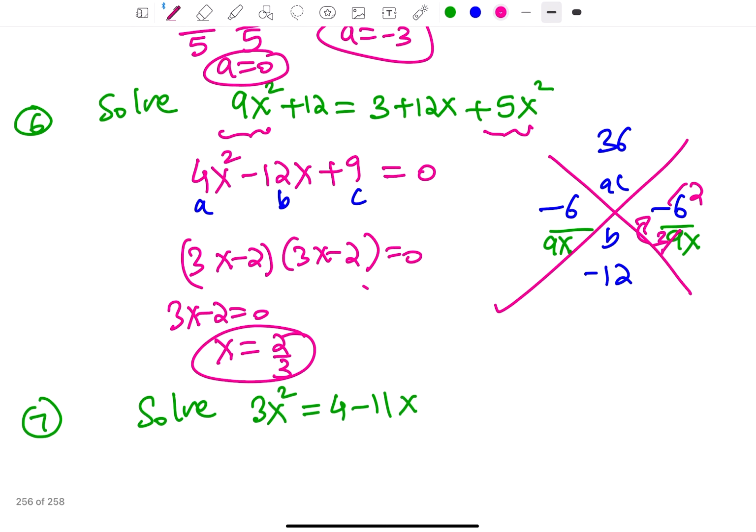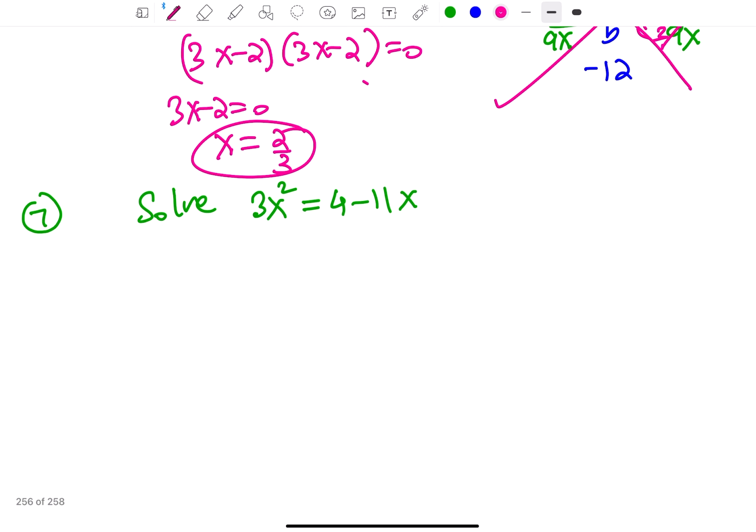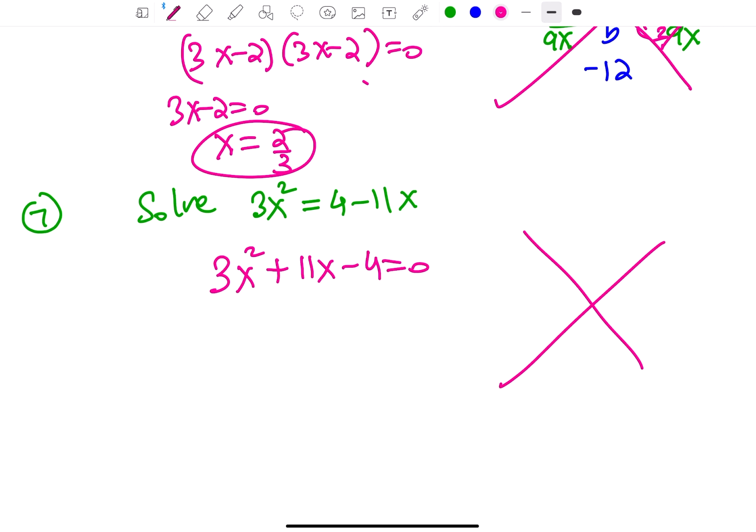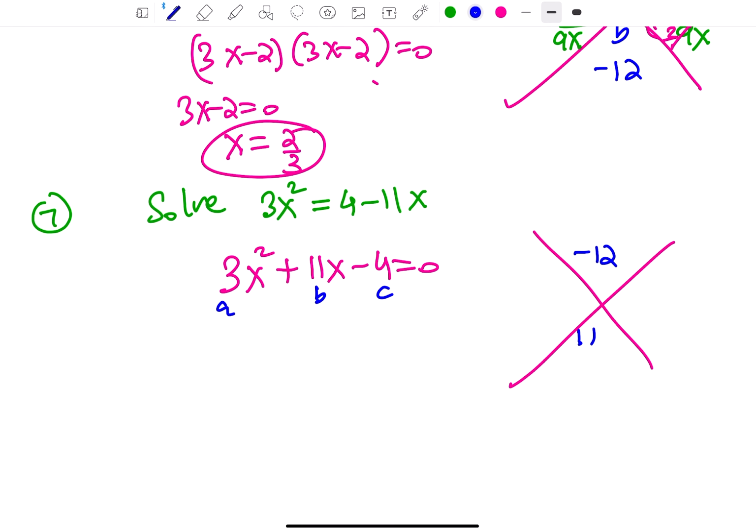So x equals 2/3 is the number that's going to make the left and right hand side equal to each other. Next, again, we want to put it in standard form first. The given equation is not in standard form. So bring everything to the left hand side, put it in standard form. Let's use the AC method. Again, we have a trinomial, A, B, and C. Negative 4 times 3 is negative 12. And we have 11 here. So two numbers that multiply to give you negative 12 and add up to give you positive 11 are 12 and negative 1. We can divide them both by 3x and 3x.